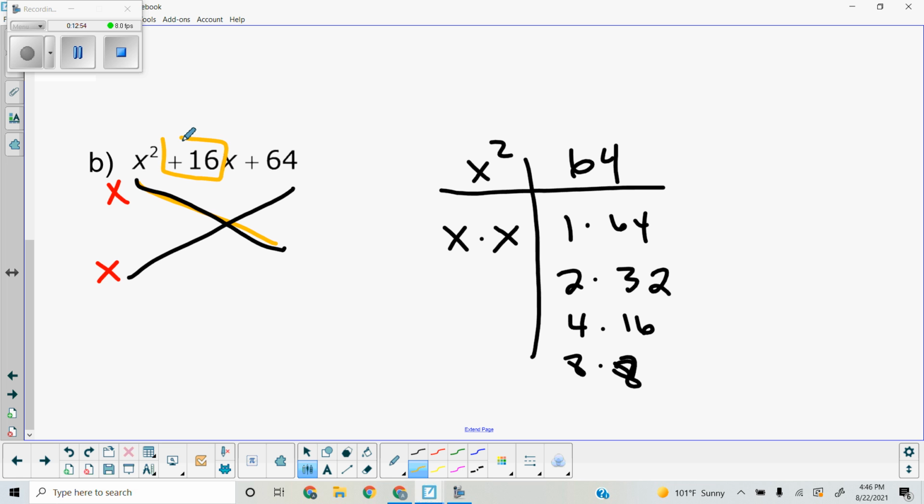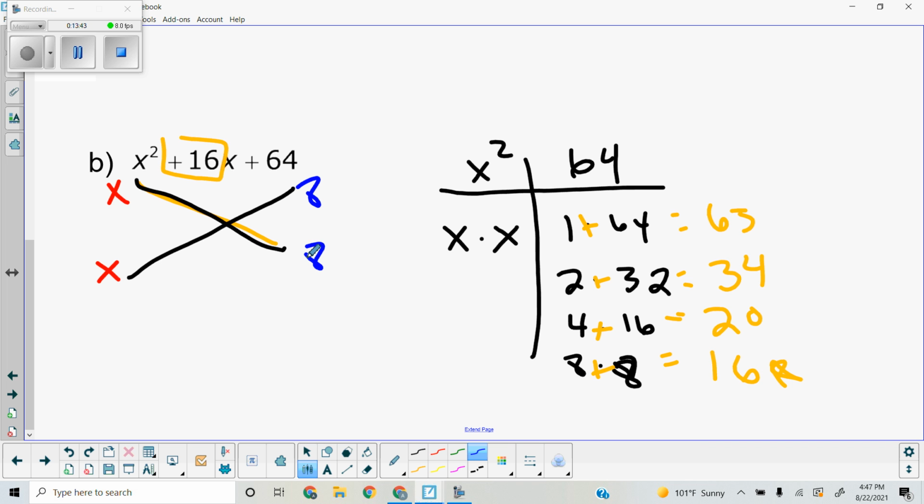So if I go through and add these, as opposed to multiplying them, I would get 65, 34, 20, and 16. And 16 is the one that we want. So that right there is our pair. So 8 and 8. Because 8 times 8 gives us 64, and 8 plus 8 gives us 16. Now this won't work on every factoring example, but for the ones we're working with in 2.1, it will.